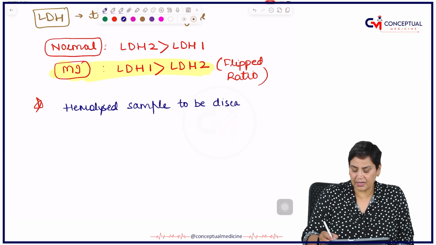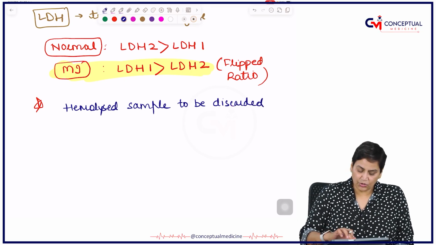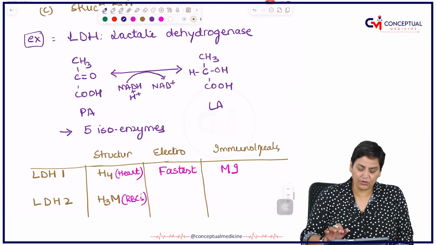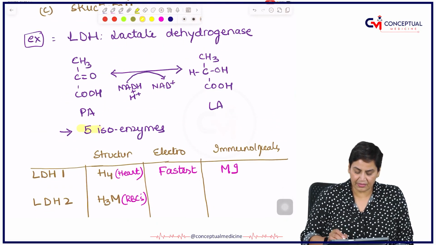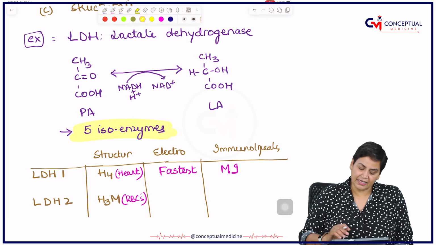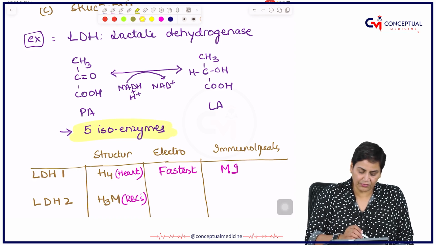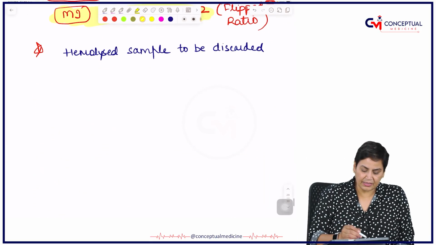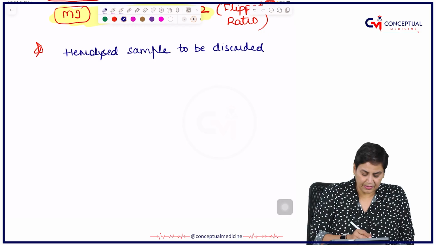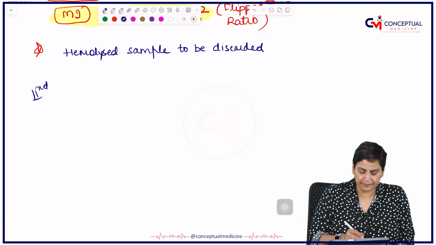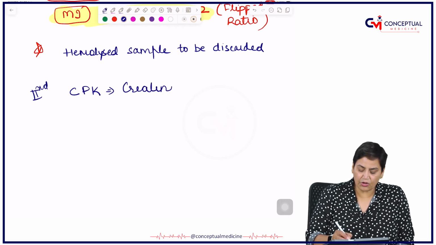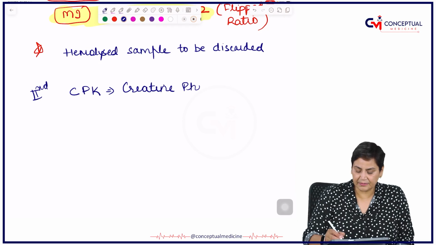To be discarded. Right. So, this is one example of isoenzyme, LDH, lactate dehydrogenase, which has 5 isoenzymes. Then the second important example of isoenzymes is CPK. Now, what is this CPK? This stands for creatine phosphokinase.